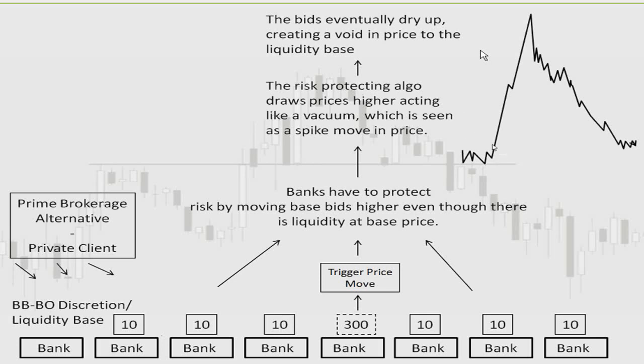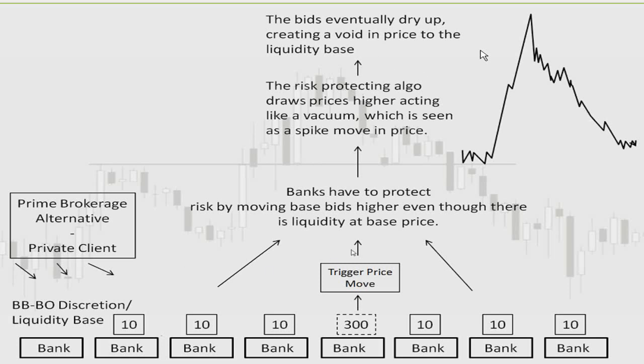So this vacuum creates this price move, and if it is a sharper move in a thinner market, then you'll typically see a price that runs a little bit further. It's more inefficient. The bids will eventually dry up, and price will draw back down towards the liquidity base and stabilize. Now, there's a difference between a price move where sellers come in and move price down, and a price move where the bids actually create a void in the market and start to draw back.